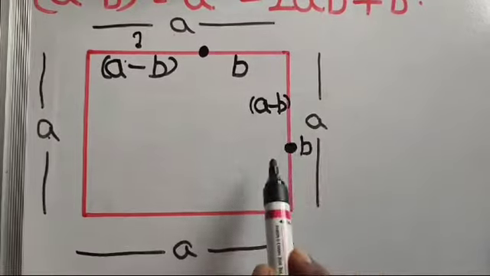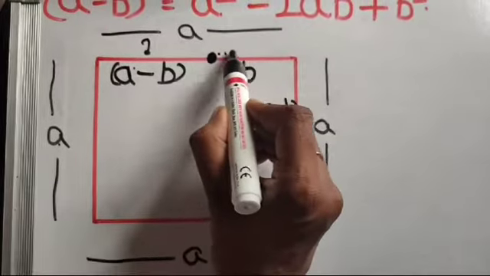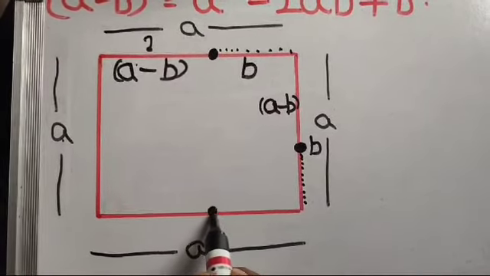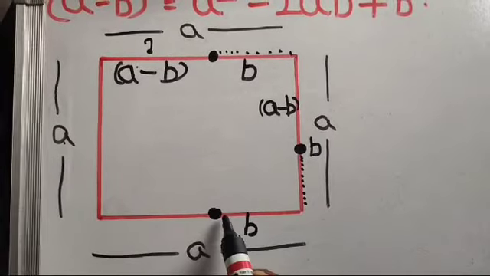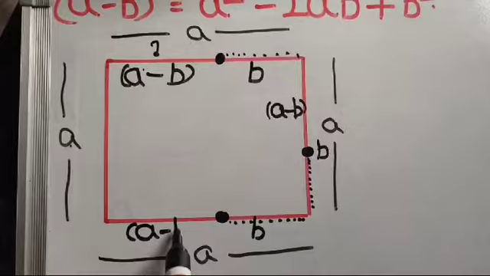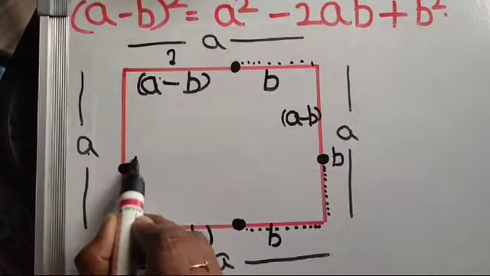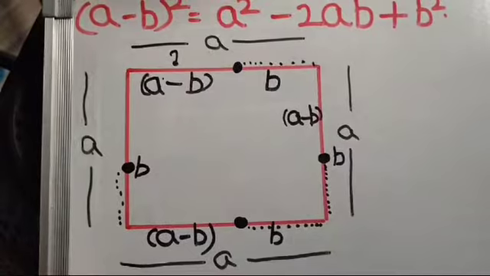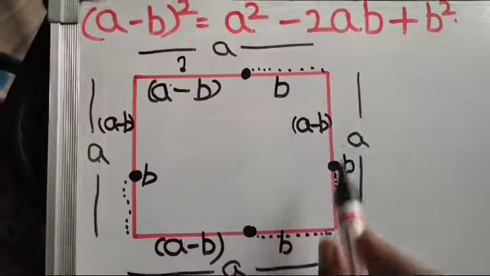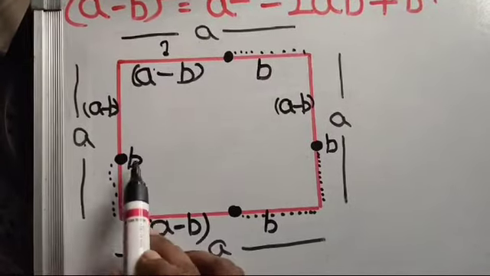In the same way, the other side also. Here also we have to divide this as B, the small portion, and name it as B, and the remaining length will be A minus B. In the same way, for the last side, take B as a small portion, and the remaining part will be A minus B. So we have taken all the sides and divided them by B, and the remaining part is A minus B.